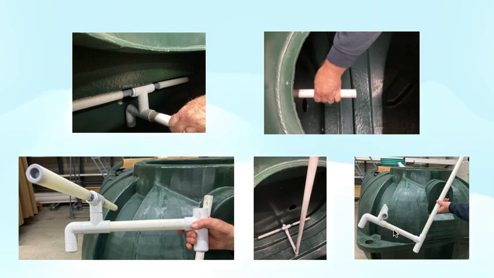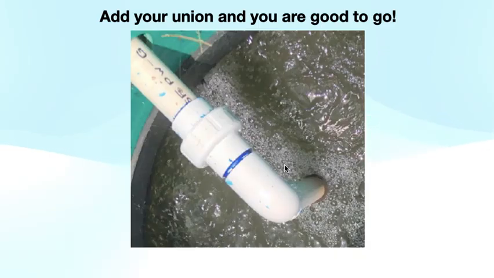So when all's said and done, those diffusers will be sitting on the bottom of the tank. You'll simply elbow over, use a union, a 1-inch union that we'll provide. Everything is going to be 1 inch, by the way, and that's going to go directly out of your riser, and then you're going to be good to go in terms of the installation of the diffusers themselves.